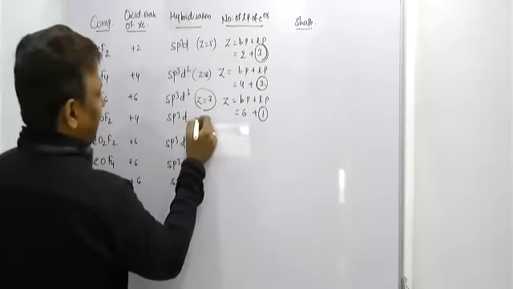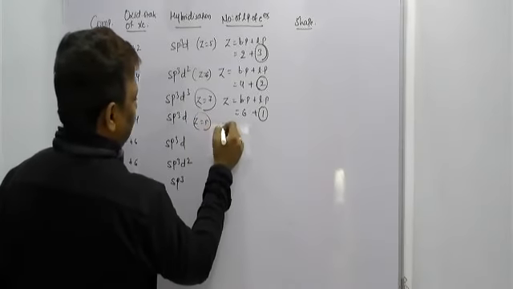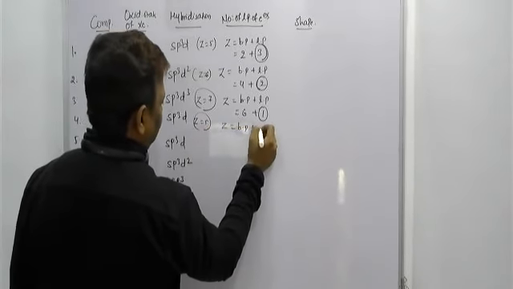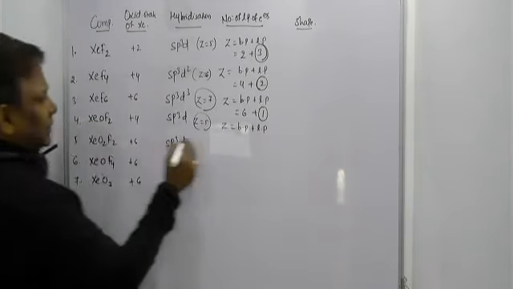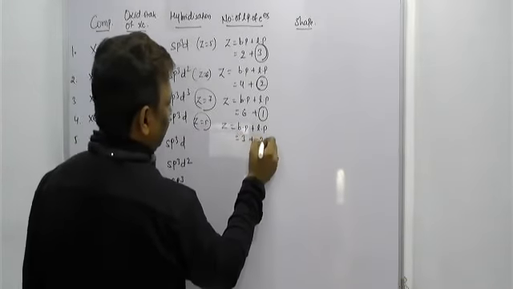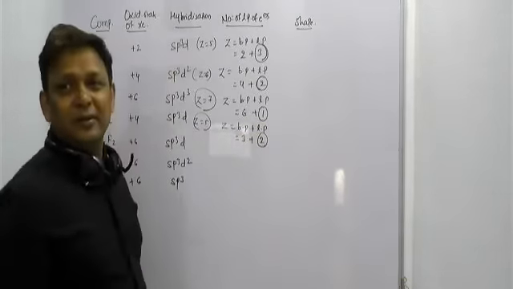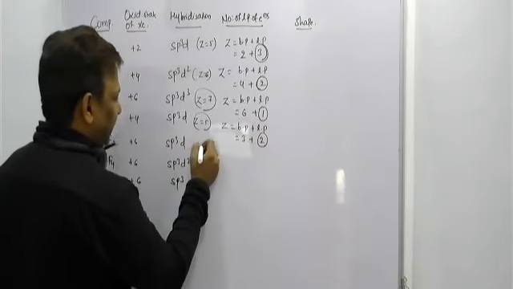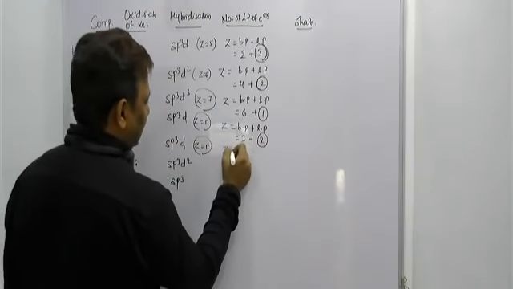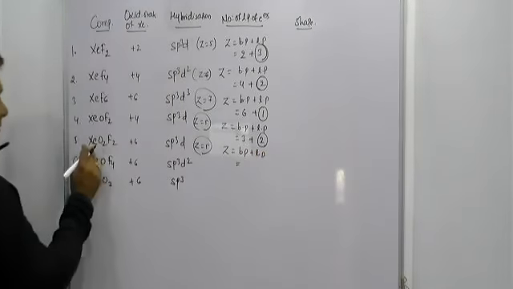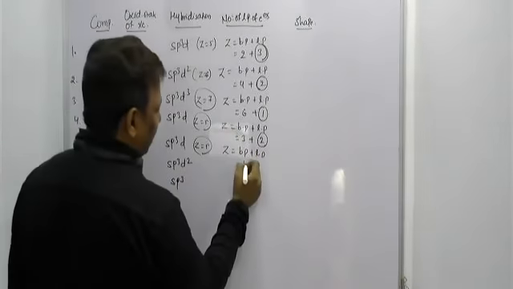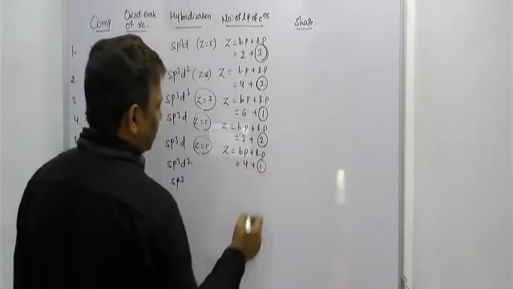3 plus 2, 5. Z value 5. Z equals bond pair plus lone pair. Bond pair how many? 2 plus 1, 3, beta. 3 atoms, 3 bond pairs. Lone pair should be 2. Here, Z value 5. Z equals bond pair plus lone pair. Bond pair: central atom surrounded by 2 plus 2, 4 atoms, bond pair 4. Lone pair should be 1.